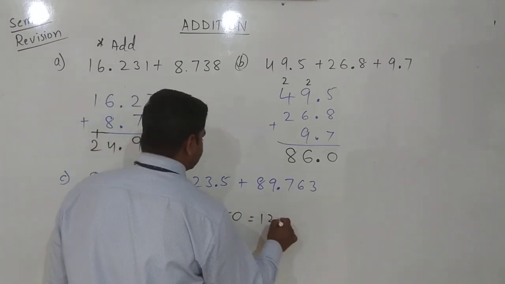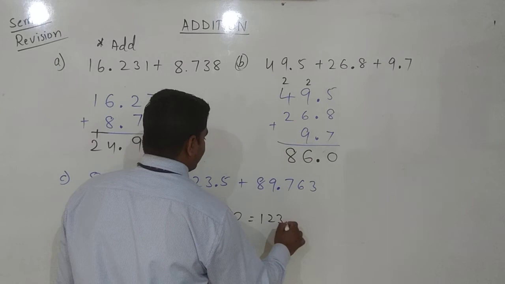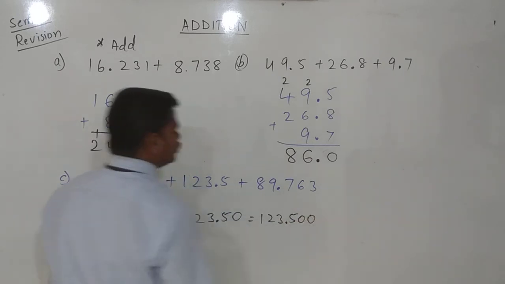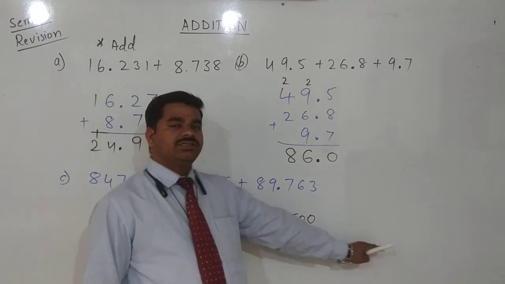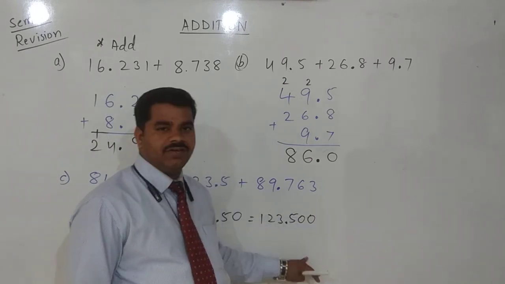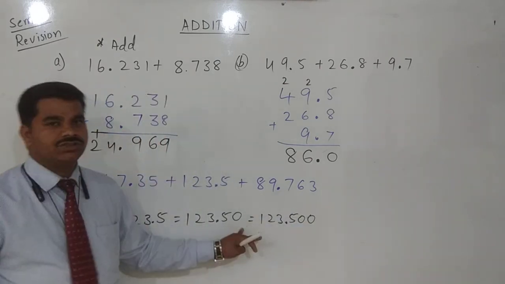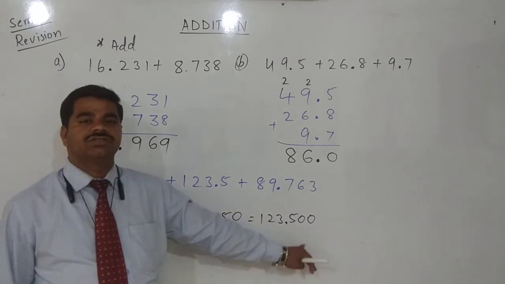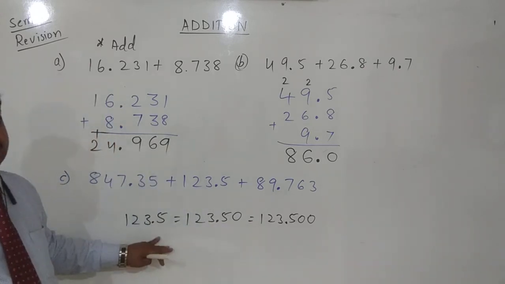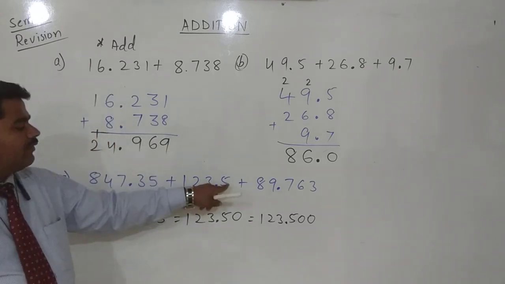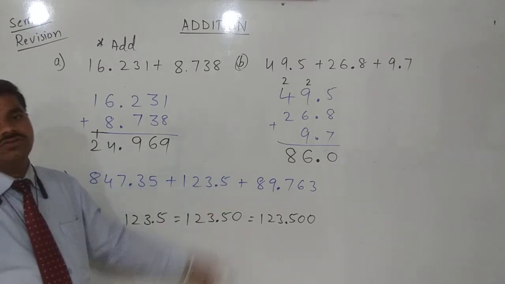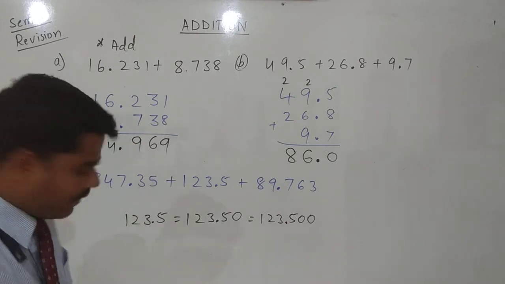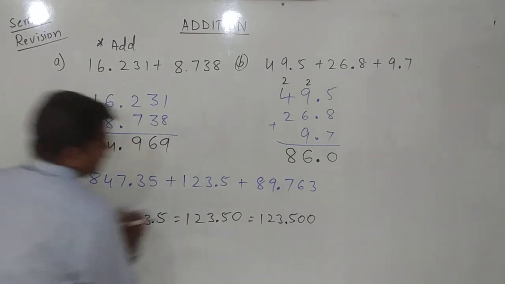Otherwise 123.5, two zeros also we can take. After the decimal point we can take zeros directly. There is no change in the value. These are all equal. Here only one decimal place is there, so we can take 2 zeros to adjust that value.